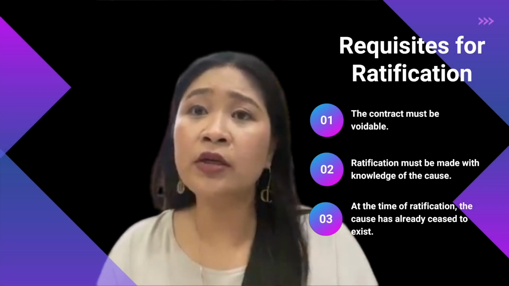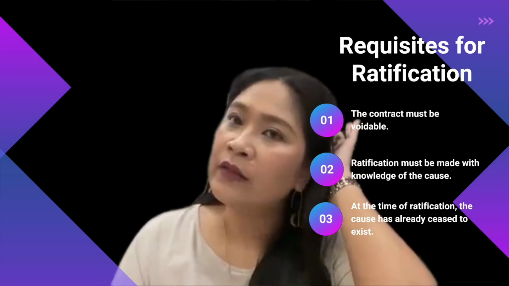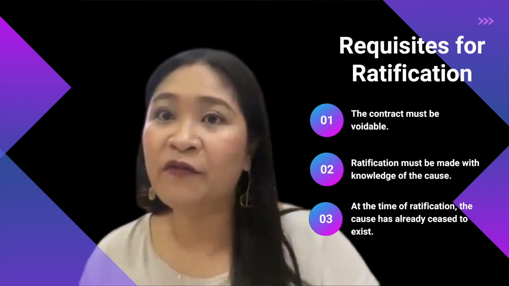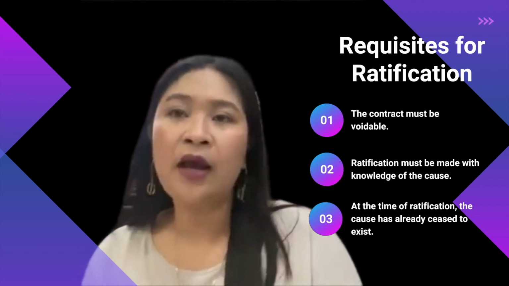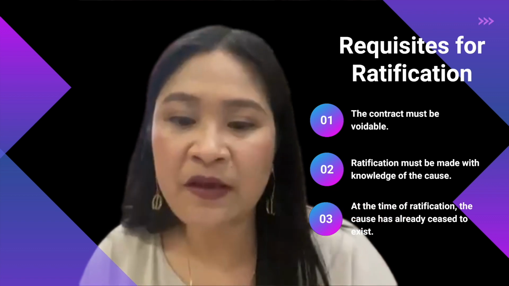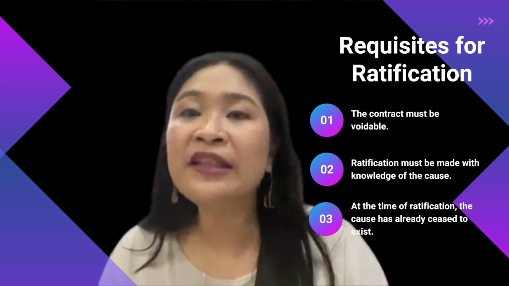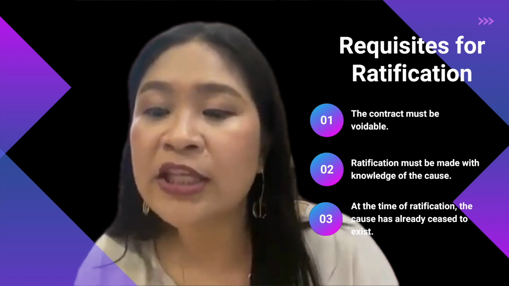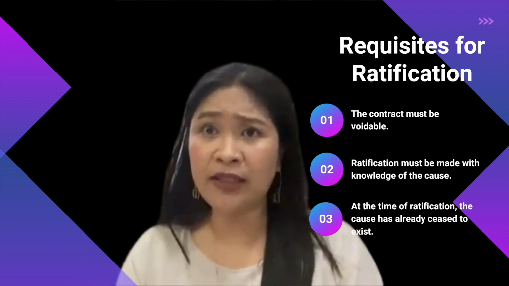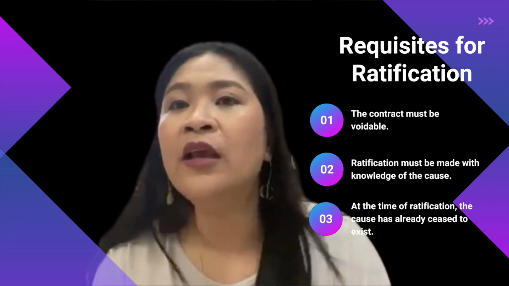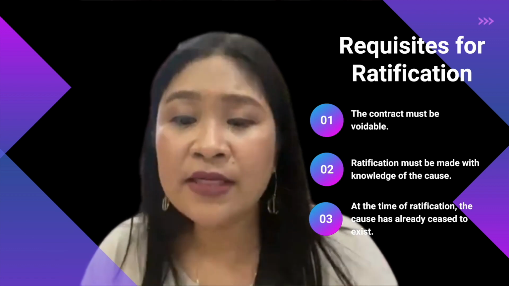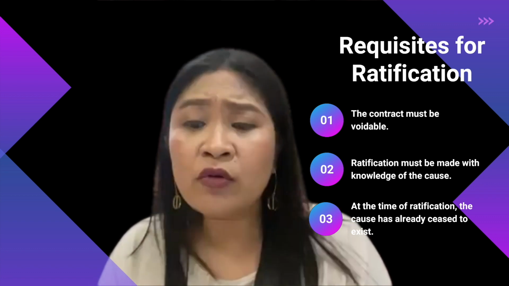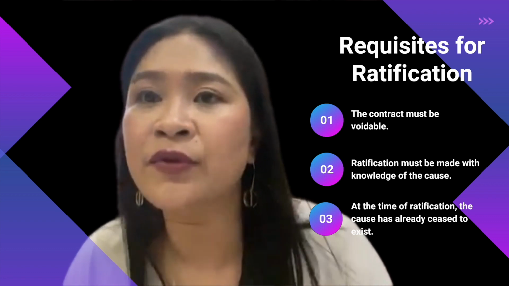Now, we mentioned earlier that you can ratify a voidable contract. So what are the requisites for ratification? Of course, under this chapter, the contract must be voidable. Second, the ratification is made with knowledge of the cause for nullity, because you cannot cure the defect if you do not know what the defect was. Third, at the time of the ratification, the cause of nullity has already ceased to exist.